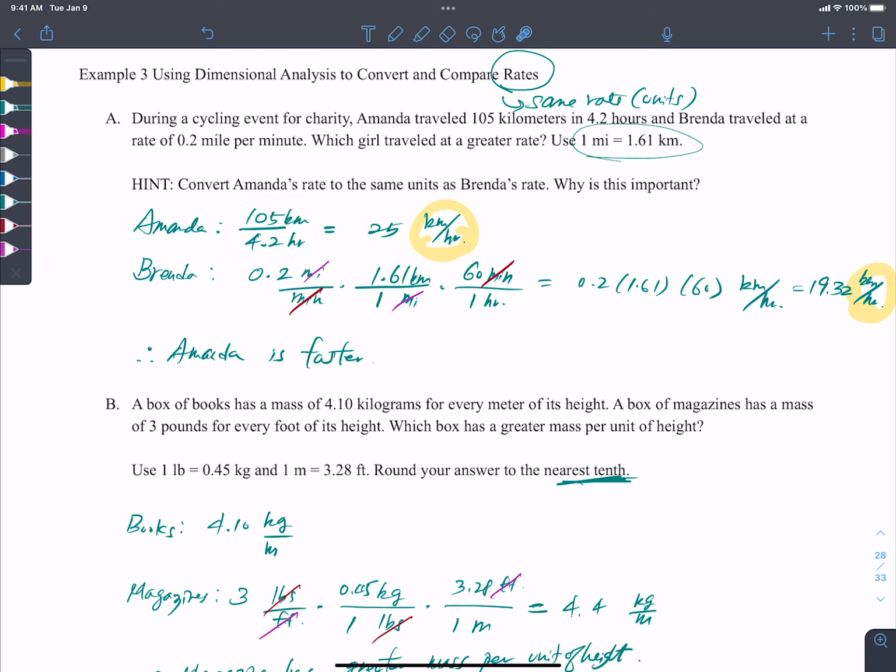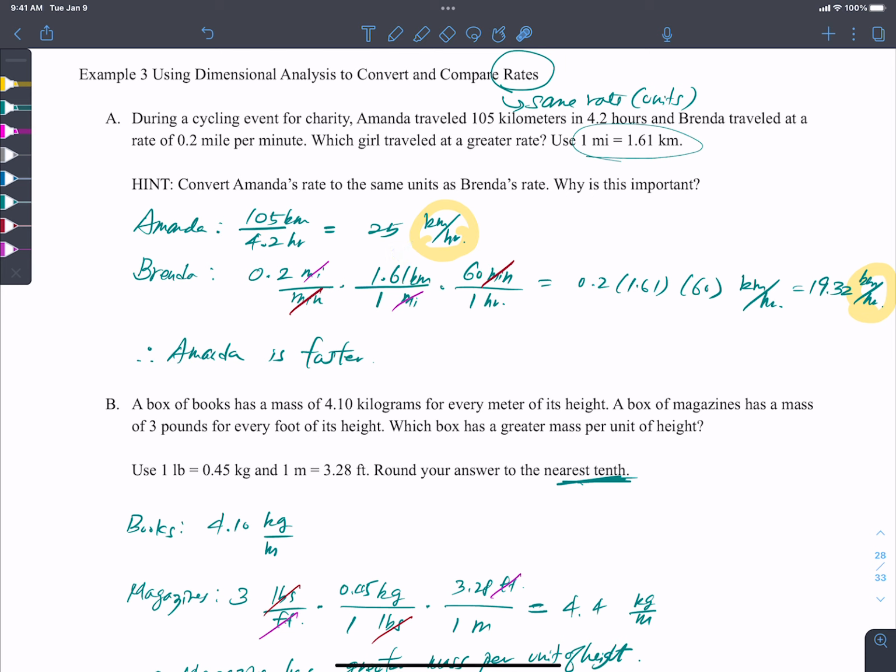Very nice. And let's go Brenda. Brenda is 0.2 miles per minute. We don't like this mile. So put 1 mile in the denominator so we could cross cancel. But what is this equivalent value? 1.61 kilometers. And I put that in the numerator. When you cross cancel, I have a kilometer.